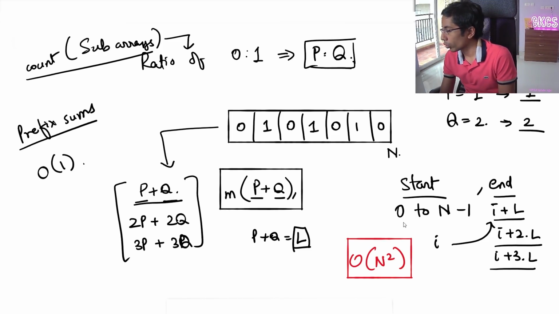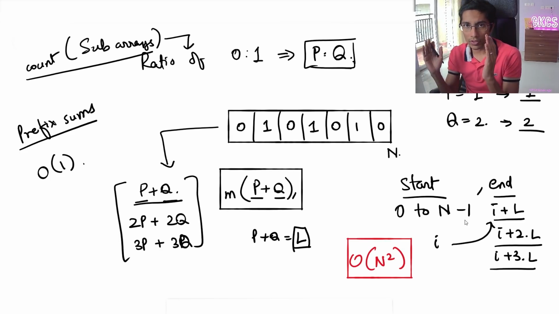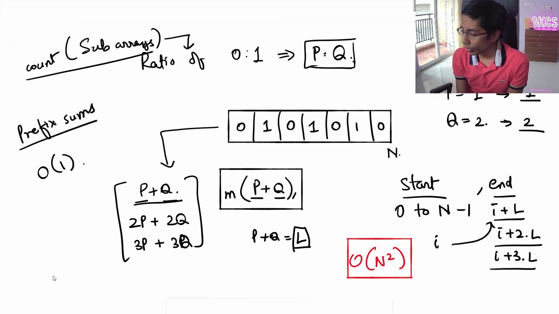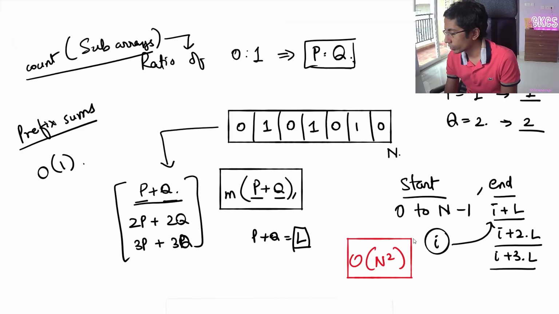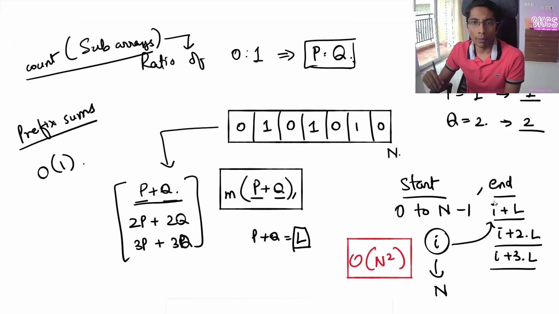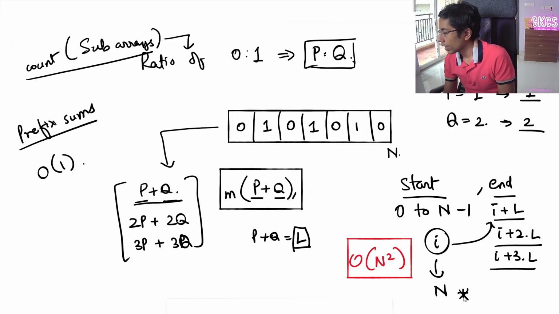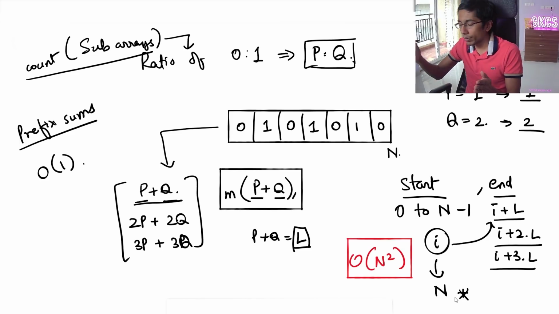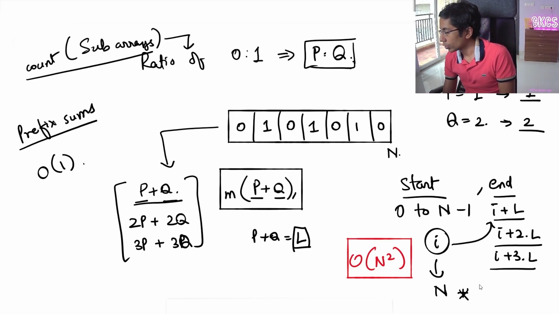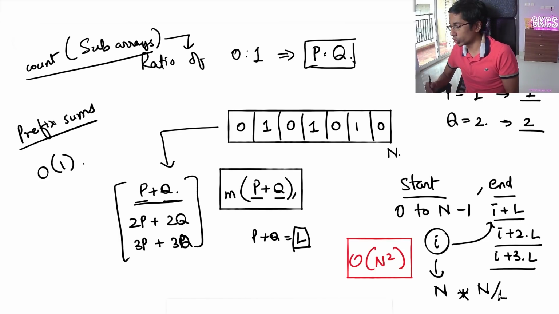Okay, so the total number of subarrays that you'll be looking at is as follows. The start I can range from 0 to n minus 1, so that is n. And the end points you'll be looking at can go from I plus L, I plus 2L, and so on and so forth. So the number of positions is approximately n by L because you're skipping L positions every time.